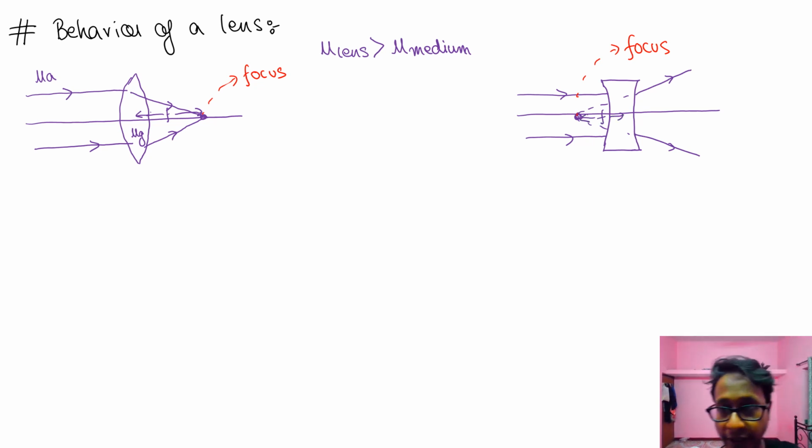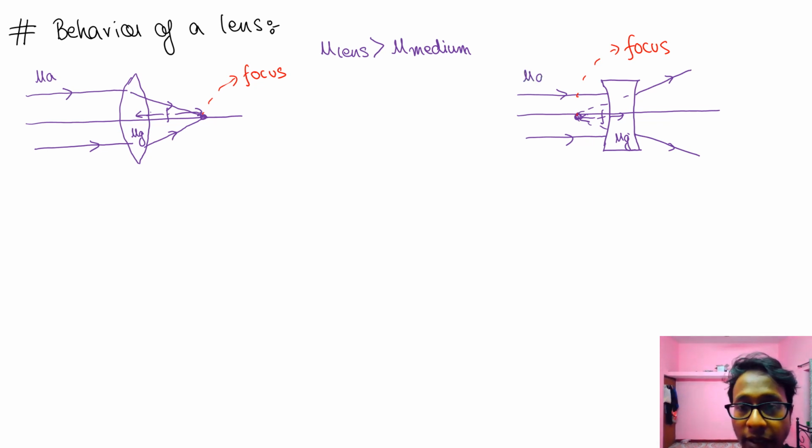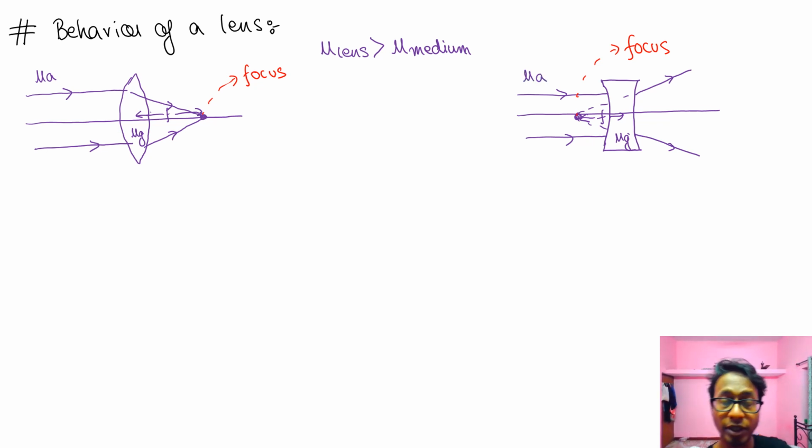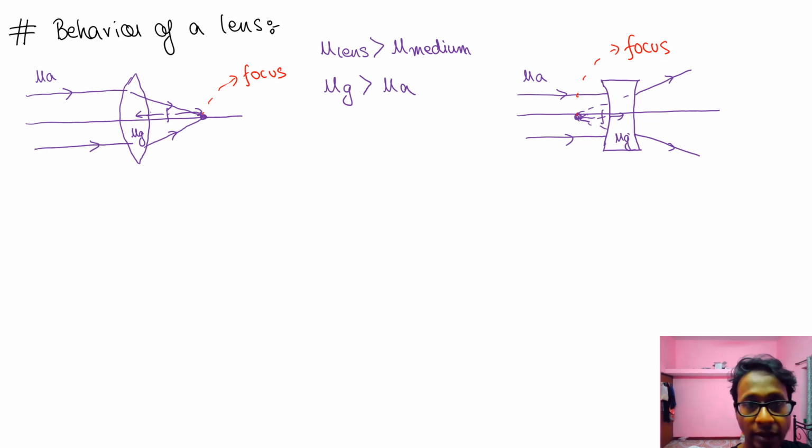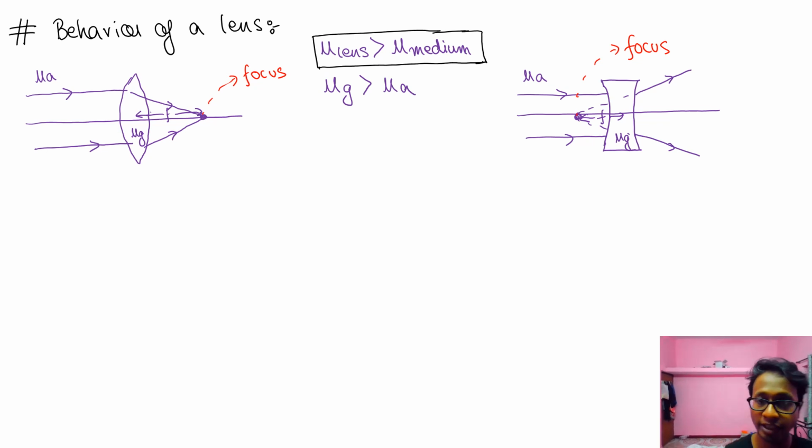But this only happens when the lens is made up of glass and the medium is air. That is, the refractive index of the lens material is greater than the refractive index of the medium in which the ray is traveling. Or the refractive index of glass is greater than the refractive index of air. So for the lens to behave like this, the refractive index of the lens should be greater than the refractive index of the medium.